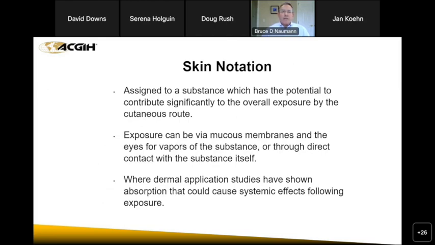And this does include exposure to vapor through the eyes, etc., as well as direct contact. And obviously, it also is important to highlight or reflect the fact that we may have had dermal studies in humans or in animals that actually show that absorption is happening and can cause systemic effects. It's not enough just to show that it gets in.